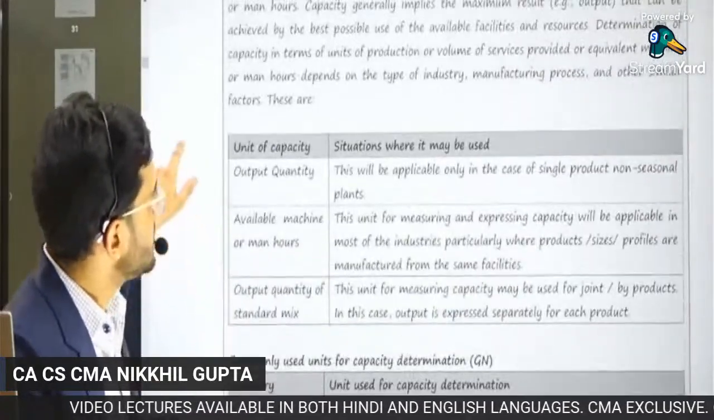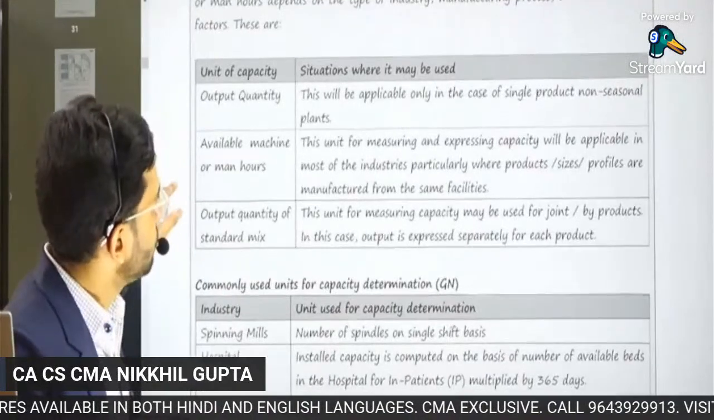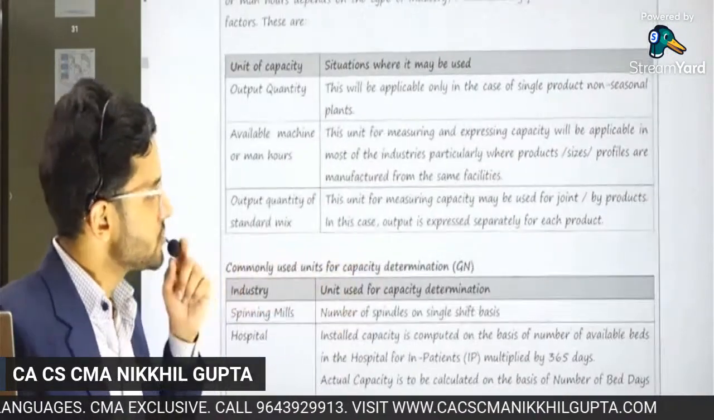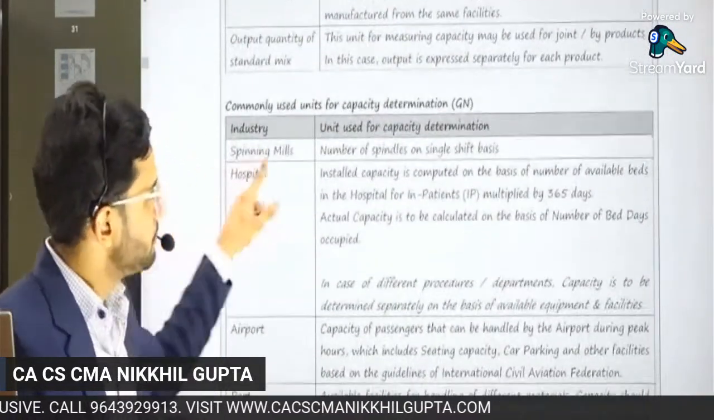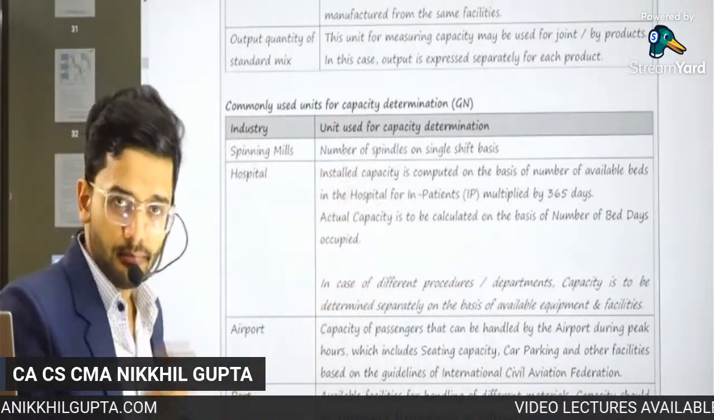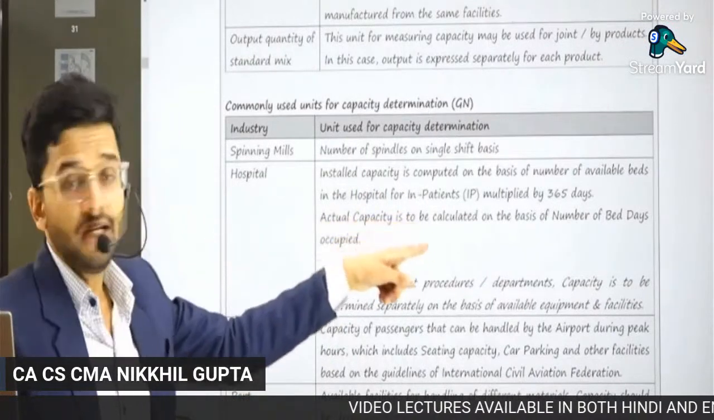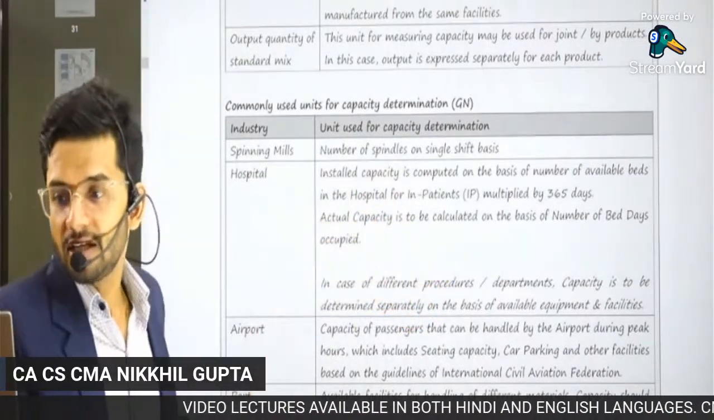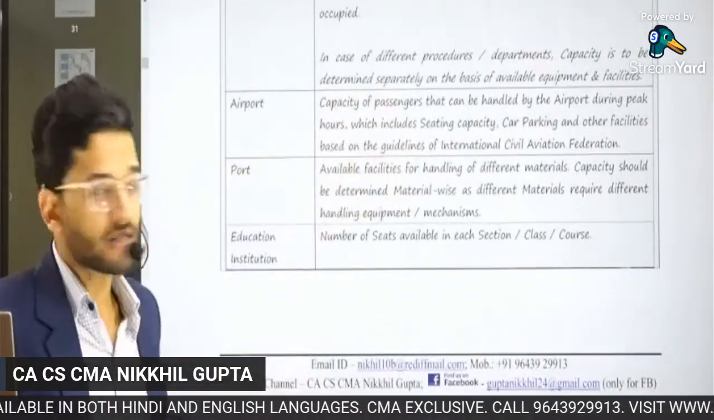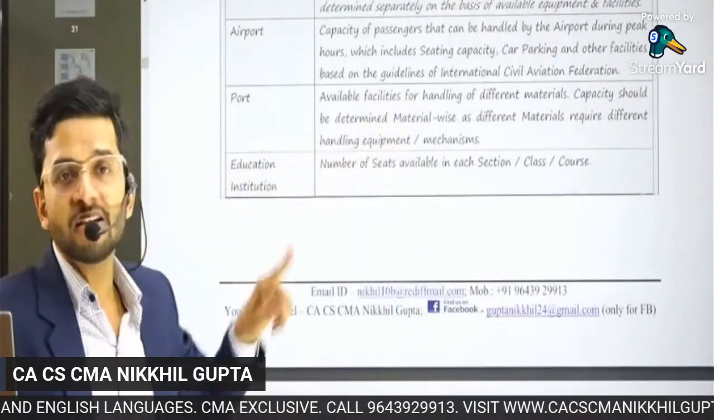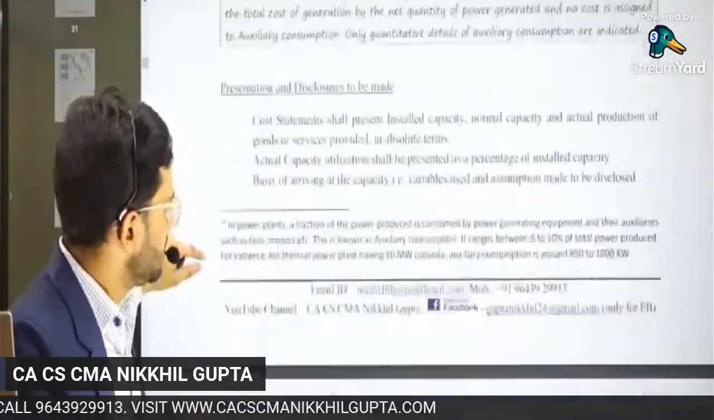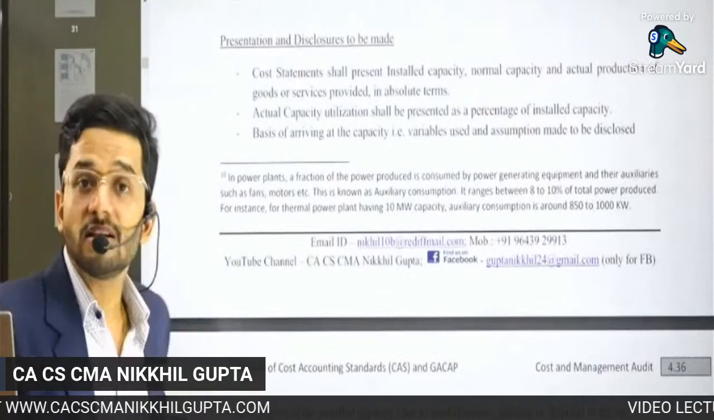Now, one very important thing, guys: in your cost accounting standard as well as in your study material, there are some commonly used units for capacity determination. So what are the units used for determining the capacity? In case of a spinning mill, spindles are used as the capacity measurement. In hospitals, the number of beds is the capacity measurement. For airports, the capacity of passengers during the peak time is the airport's capacity. For a port, the facilities available for maintaining that particular port, etc. So these are the various capacity measurements which can be used in various industries.